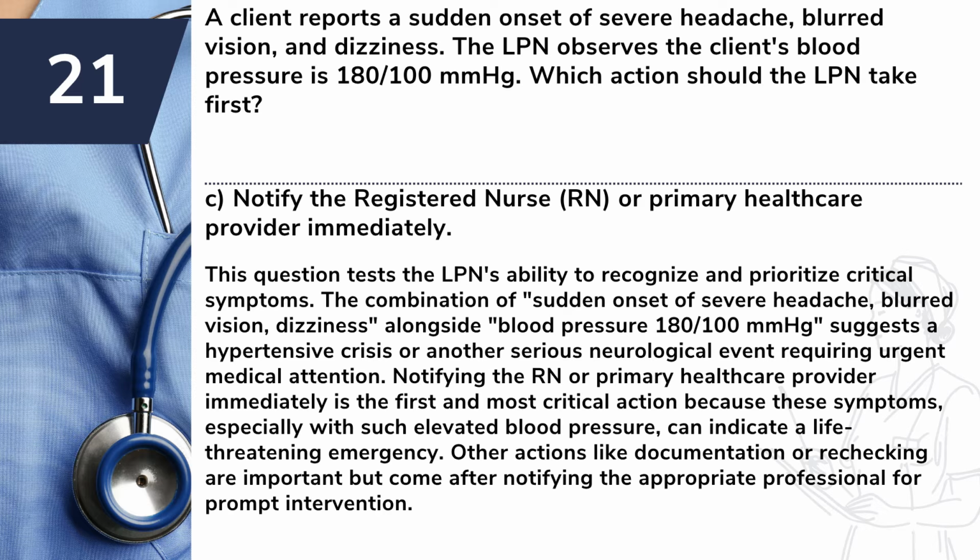Notifying the RN or primary healthcare provider immediately is the first and most critical action because these symptoms, especially with such elevated blood pressure, can indicate a life-threatening emergency. Other actions like documentation or rechecking are important but come after notifying the appropriate professional for prompt intervention.